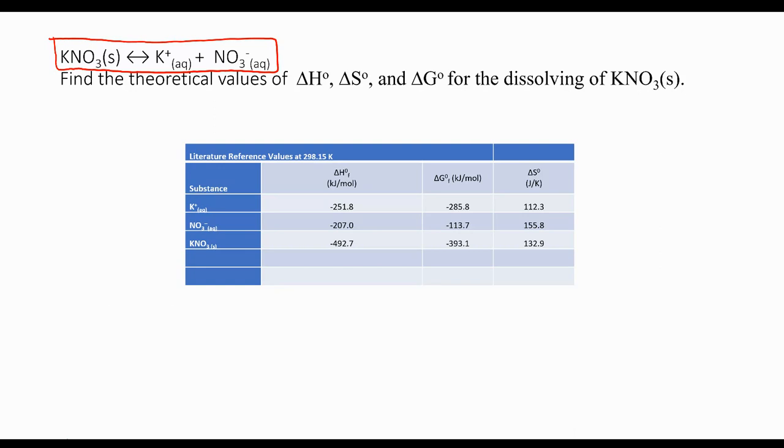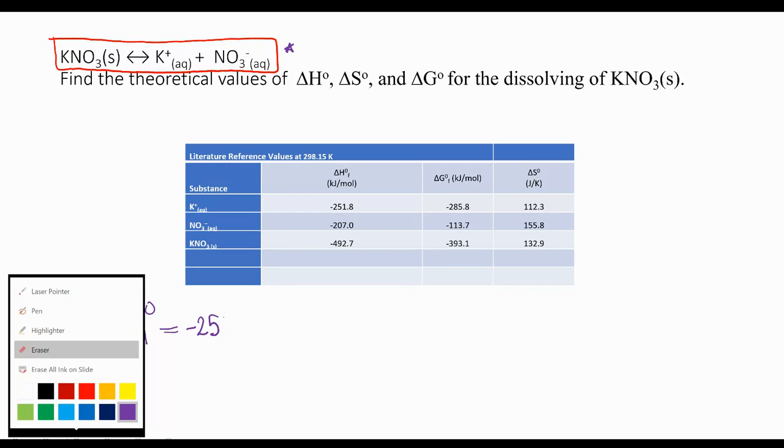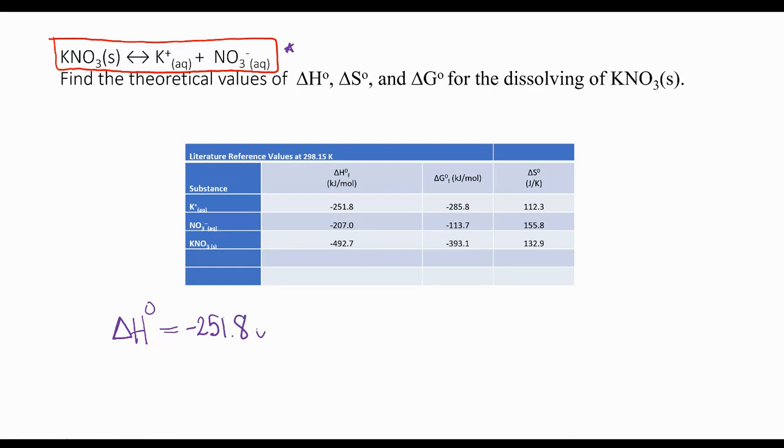We would look at our balanced equation up here, and then I'm going to take products minus reactants and include the coefficients. So I would take for delta H of this reaction the product, which would be potassium ion. So that's kilojoules per mole. We have 1 mole of the potassium ion, so that's going to cancel. And then we have nitrate. Okay, so those are our products.